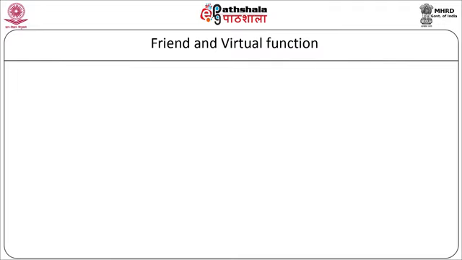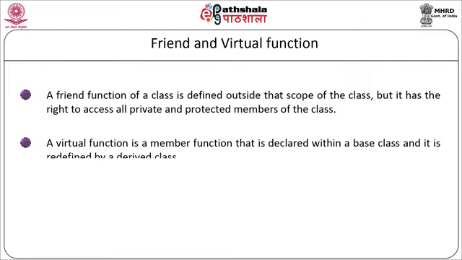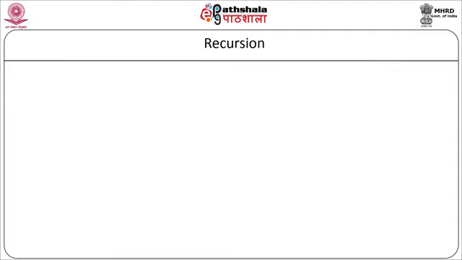The two types of functions that are introduced by the C++ language are the friend function and the virtual function. A friend function of a class is defined outside the scope of the class, but it has the right to access all the private and protected members of the class. A virtual function is a member function that is declared within the base class and is redefined by the derived class. Recursion is a main advantage of using functions.